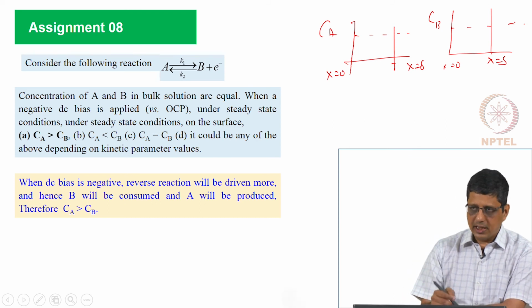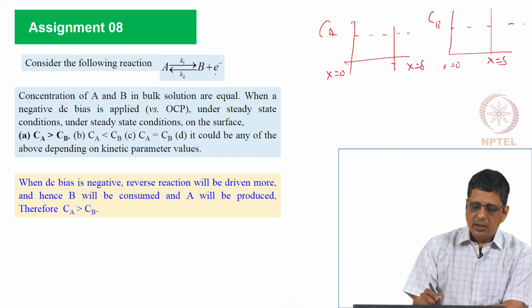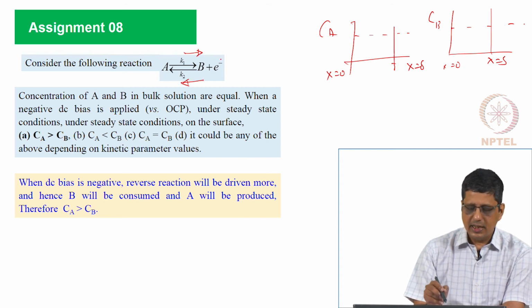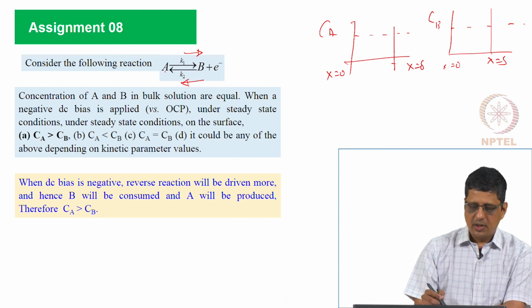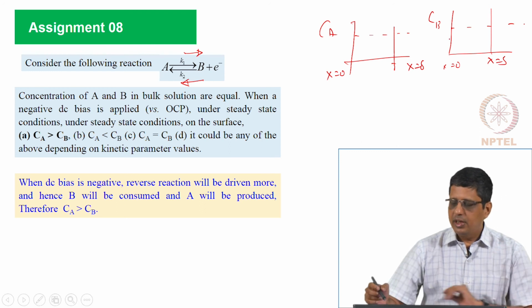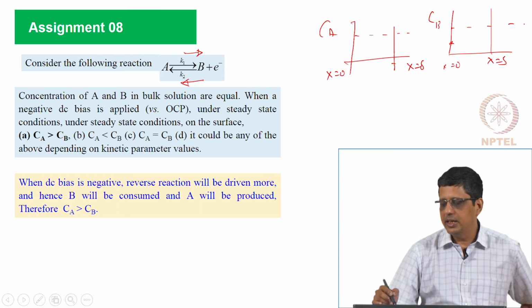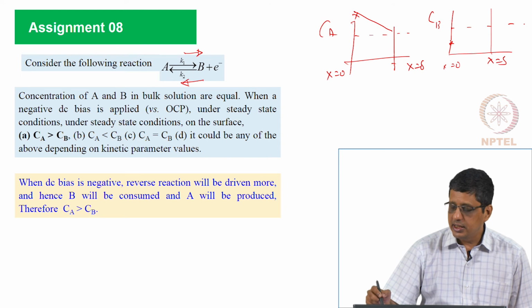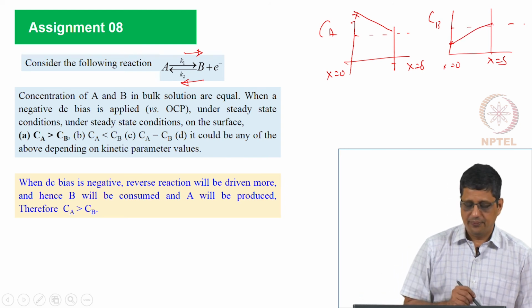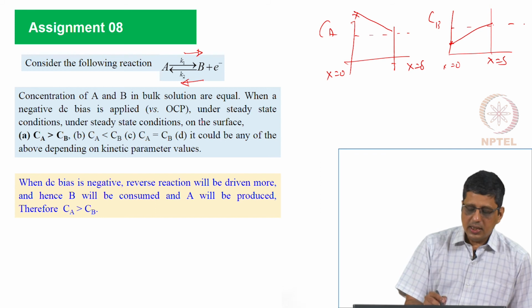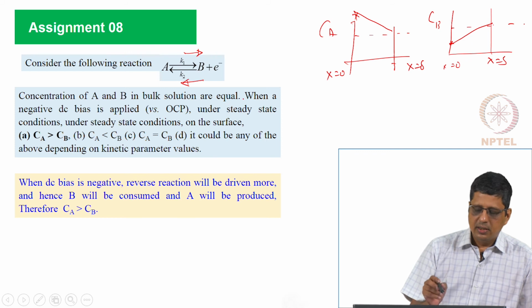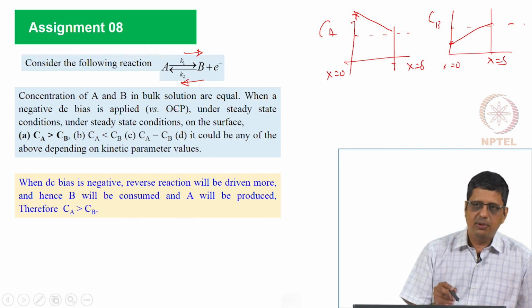Okay. If you apply a negative DC bias, what happens is, when we apply negative DC bias, rate of reverse reaction increases, rate of the forward reaction decreases. That means we will consume more B at the electrode and we will produce more A. When we consume B, concentration of B will decrease. When you produce A, concentration of A will increase, and under steady state condition it is going to look like this. So, on the surface, concentration of A is going to be higher than the concentration of B when the DC potential is negative with respect to open circuit potential.